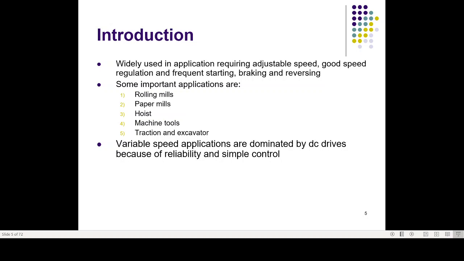Okay, although since the late 60s it has been predicted that AC drive will replace DC drive, however, even today, the variable speed applications are dominated by DC drive because of low cost, reliability, and simple control.